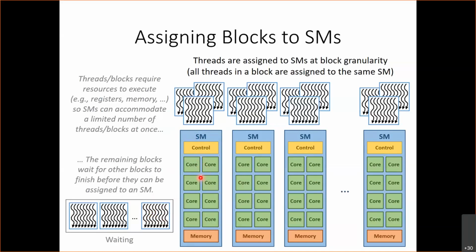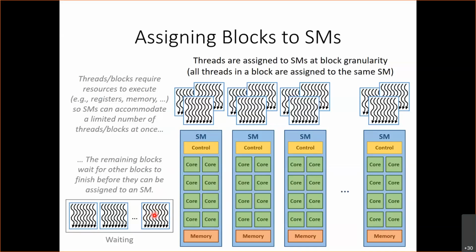Okay, so that is why I cannot have some threads assigned to the SM and other threads not assigned to the SM and waiting for resources to free up so that they can be assigned to them.